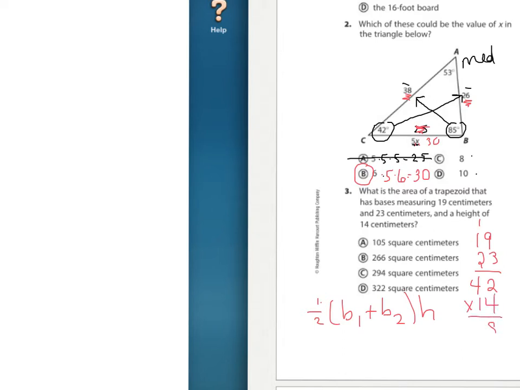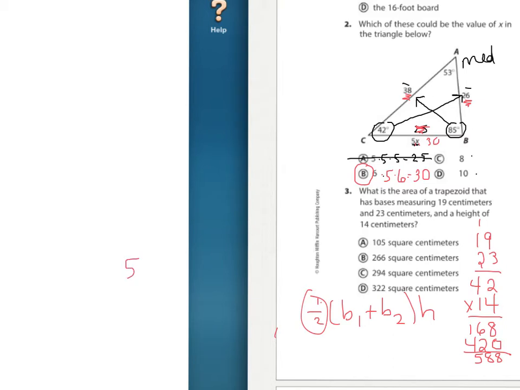All this work needs to be on yours. That's 588. And then we get half of that. I feel like I made a mistake somewhere. 19 plus 23, 2, 3, 4. Times the height of 14, that's 588. Okay, and then we find half of that by dividing by 2.